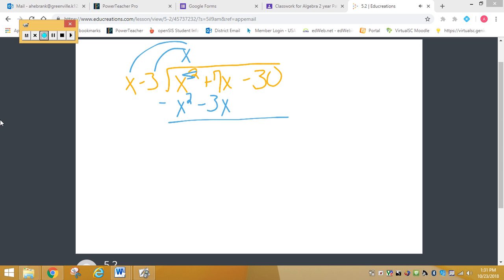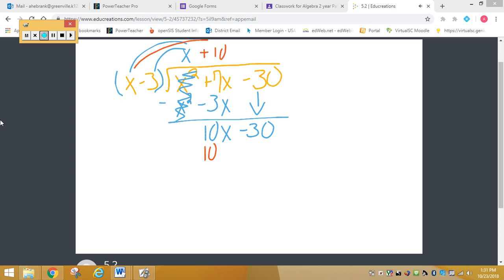So x squared minus x squared cancels. 7 minus negative 3 gives you a 10x. I'm going to bring this down. We want to see what can I multiply this by to get 10, and that answer is a positive 10. So distribute.